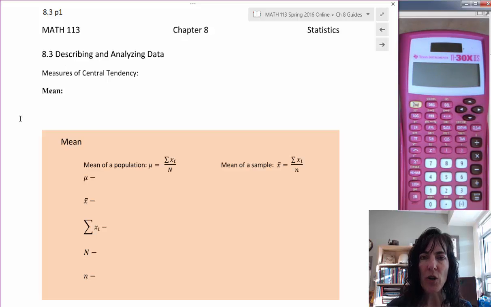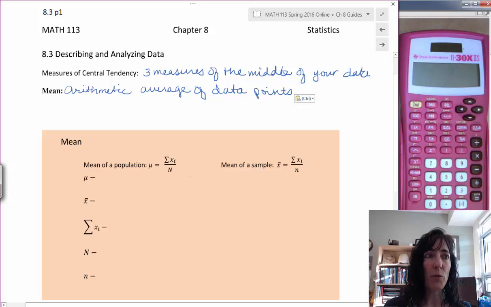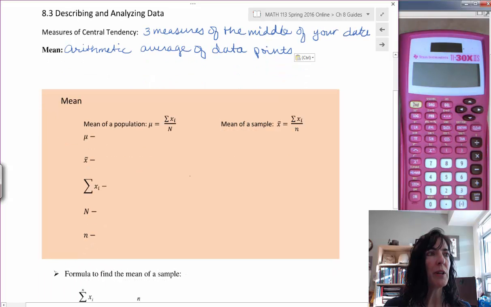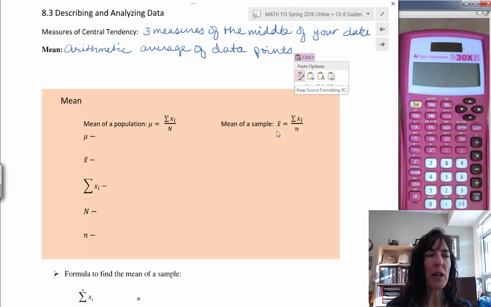And let's start with talking about the mean. That is the arithmetic average of your data. And a formula, we have two formulas. One is for the population mean, and that's right here, and one is for the sample mean, and that's right here. And you can see they look the same. We have a little bit of statistical notation here, so let's talk about it.